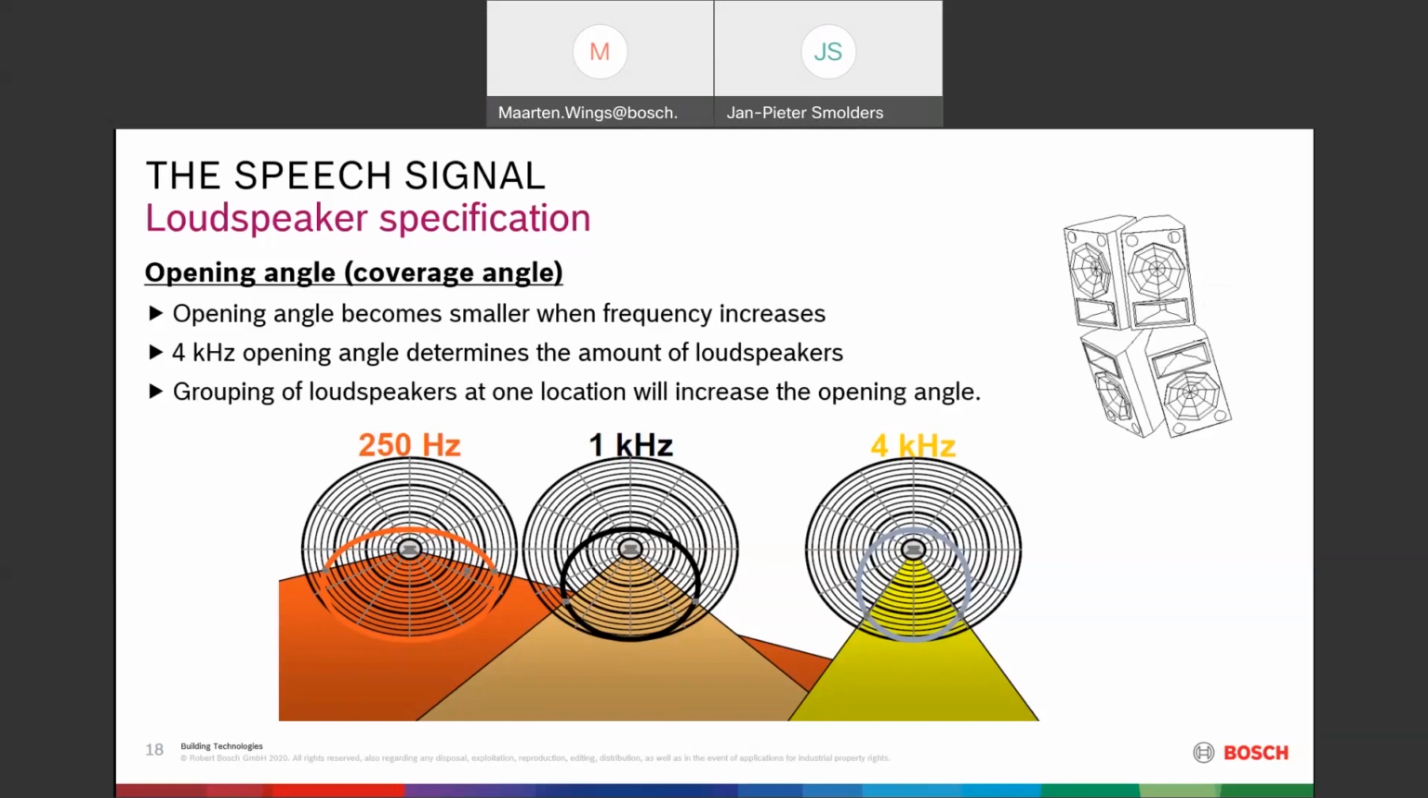Another option is to group loudspeakers. So if you put, for instance, 2 loudspeakers like you see on the picture on the right next to each other, that also means that you can aim them at a certain area, and with that you can also increase basically the opening area or the coverage of these loudspeakers.